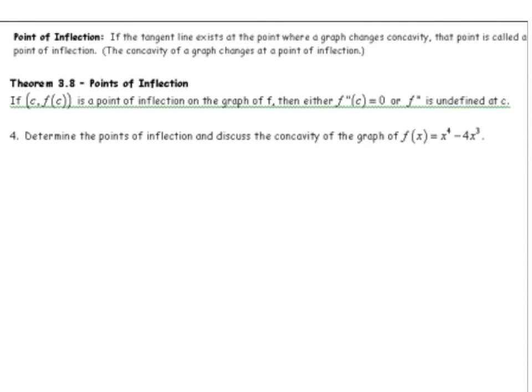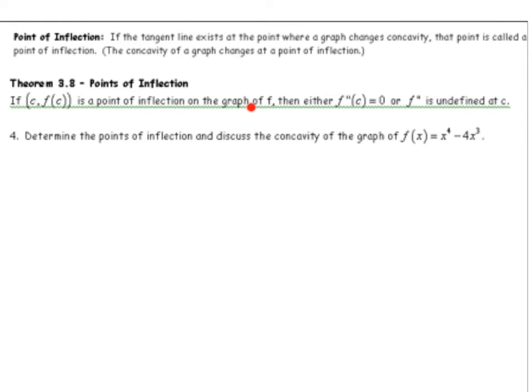So here are a few more notes that I'd like for you to put in there. If the tangent line exists at a point where a graph changes concavity, that point is called a point of inflection. The concavity changes at the point of inflection. This is a repeat, but it bears discussing one more time.